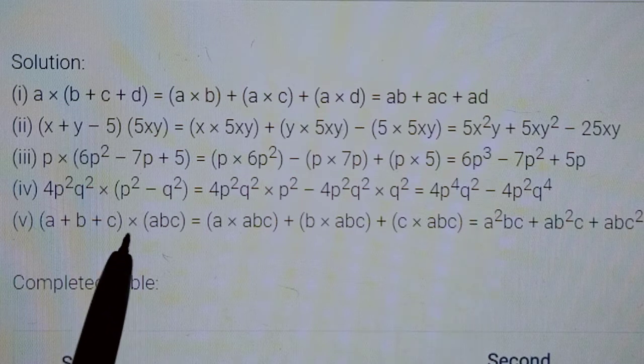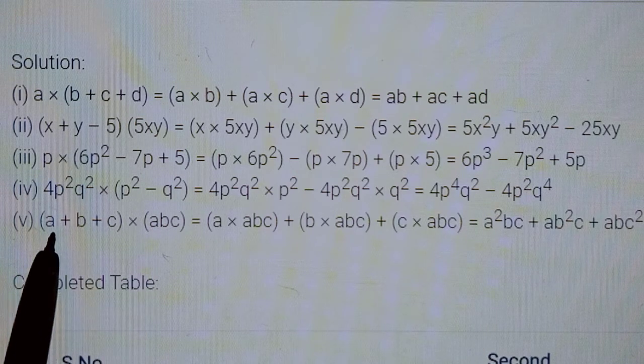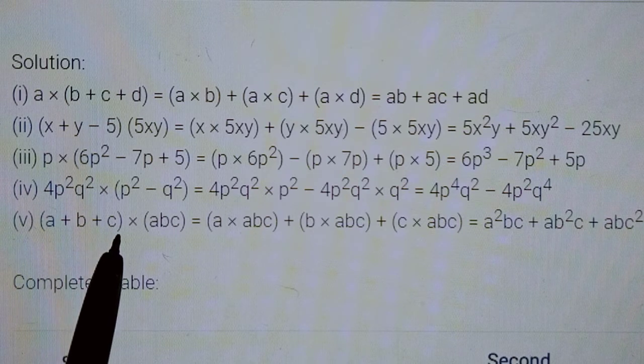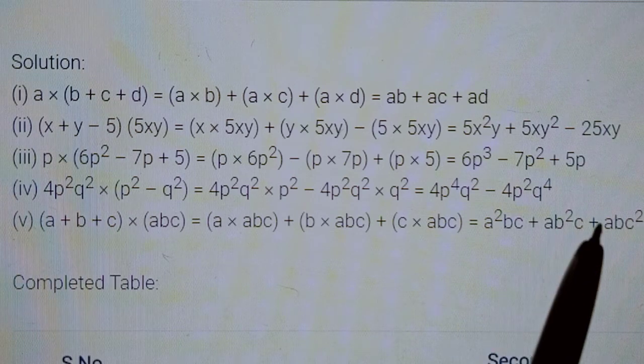Okay, then this ABC is now distributed here. This becomes a square BC. This one distributed here, it would make it AB square C, then ABC square.